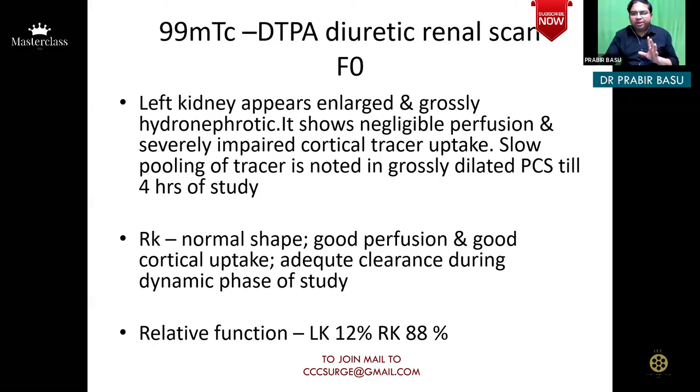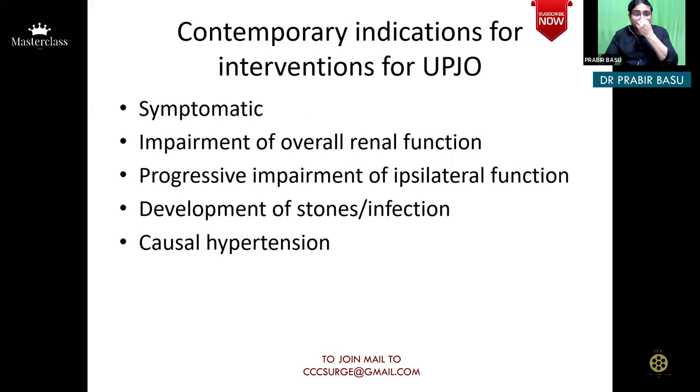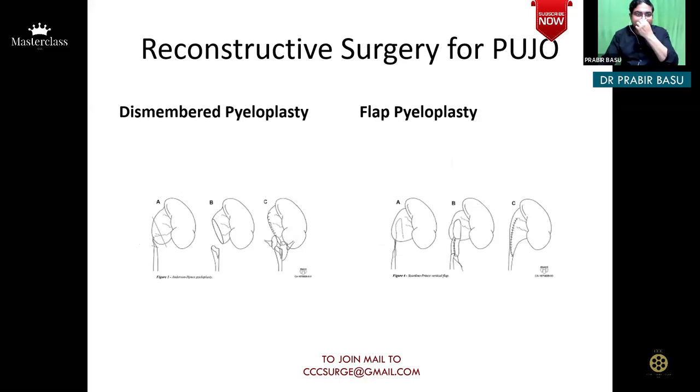Okay, what is a well-tempered renogram? Whenever you have a stent in C2, you have to put in a catheter, hydrate the patient, and do a renogram to see whether this has increased or not. So if you have a patient who is symptomatic, with impairment of overall renal function, and development of stones, infection or hypertension which is difficult to control with medicines, you have to go for surgery in this. And the surgery is basically a dismembered pyeloplasty.